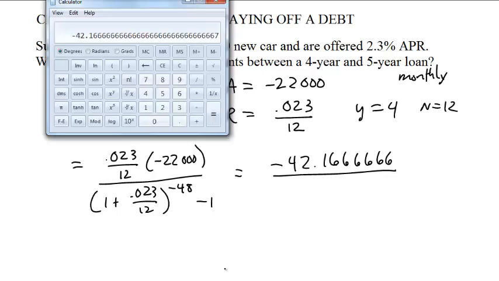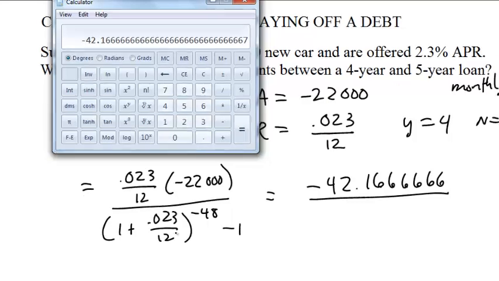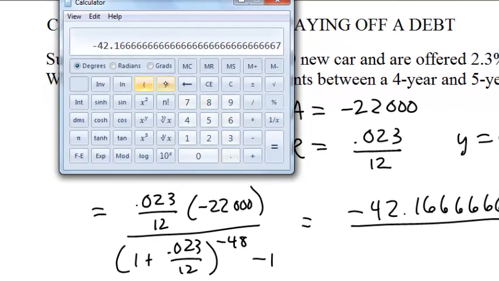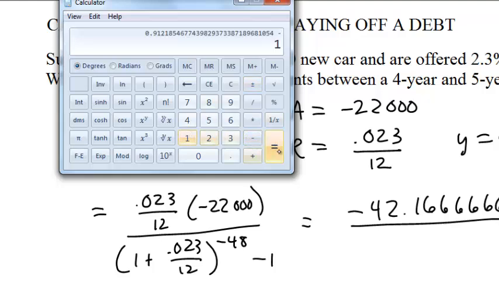I know I said 4 significant digits before. I think I want more than that. And the denominator. I know it seems weird. People want to start left to right. You can type this all in with parentheses if you want. If you're calculating, well, why not? I'll show you how you do it with parentheses. Down below we have parentheses. Clear this whole thing out. Parenthesis 1 plus 0.023 divided by 12, close parentheses, raised up to the 48 negative power, and then we subtract 1.